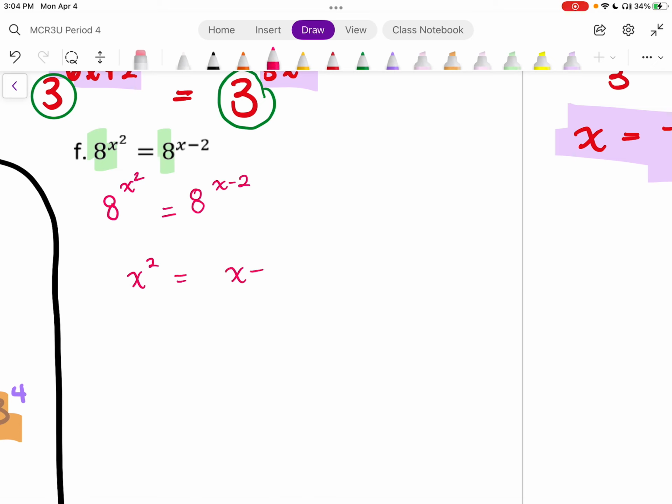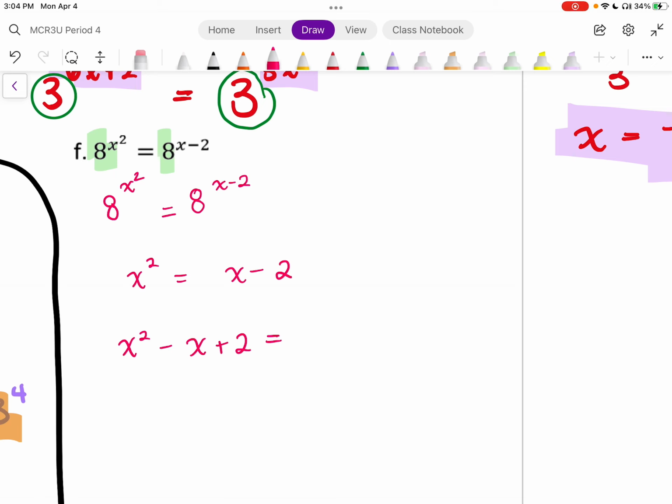Equals x minus 2. And this is where people get stuck, right? Is they don't realize that this is actually a quadratic function. So what you can do is you can bring them over to this side. Plus x. Oh, sorry, that should be minus x. Minus x plus 2, right?